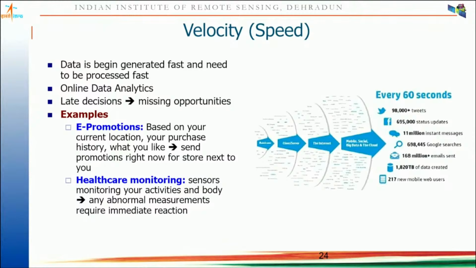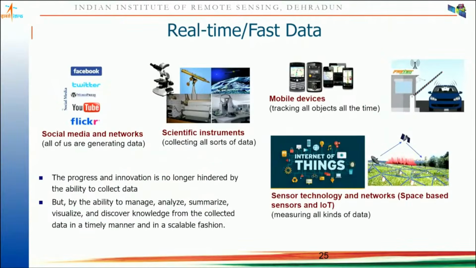This is well known already; I discussed how quickly this data is being updated. Sensors, either space-based or ground-based, play a very important role. At the same time, social media platforms, crowdsourcing, and participatory GIS are also equally important to increase the speed of data updation in our database system. So the real-time or fast data is coming from social media, networks, and scientific instruments.